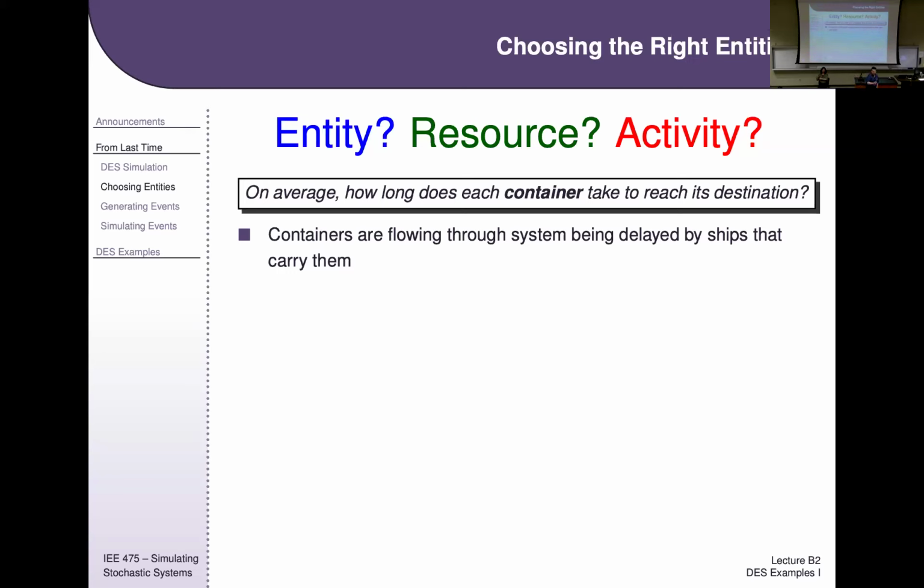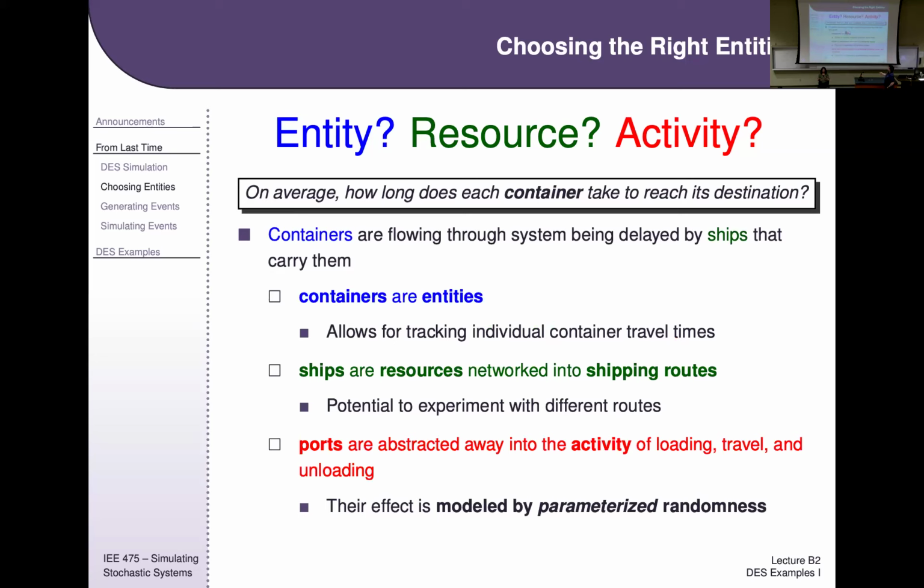Containers. Why are containers entities? It's going through the system, and its speed at going through the system is being delayed by the system, like a valve. But every container, its identity is ephemeral. Like it's there and then it's not. And we care about the stats that it generates, but we don't care about the container itself. So we would think the container is an entity. And then that would mean that the things that delay the container are the resources. So containers are entities. So they allow for tracking individual container time. So we really care more about the times that are generated by each container than the containers themselves.